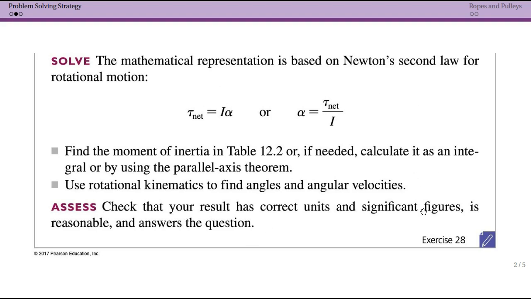Again, you've possibly needed to calculate where the center of mass is located to even make it this far. Finally, you can use rotational kinematics to find the angles and angular velocities, and this is just like the rotation stuff we did before with angular speed omega, theta, angular acceleration alpha. As always, check and make sure that your units are correct. This is even trickier with rotational problems.